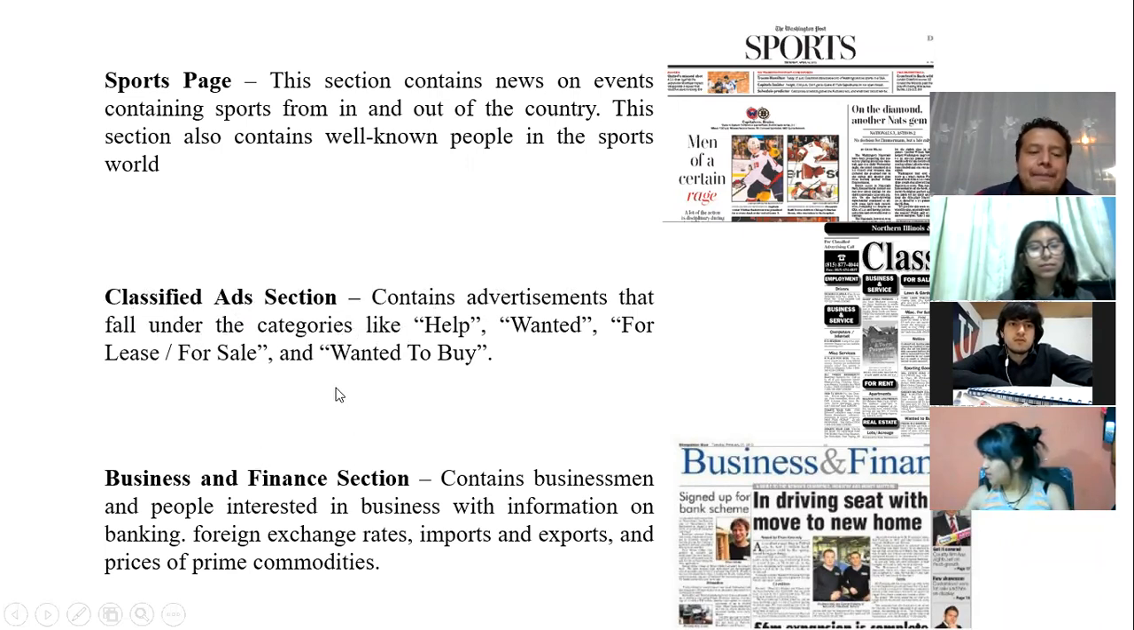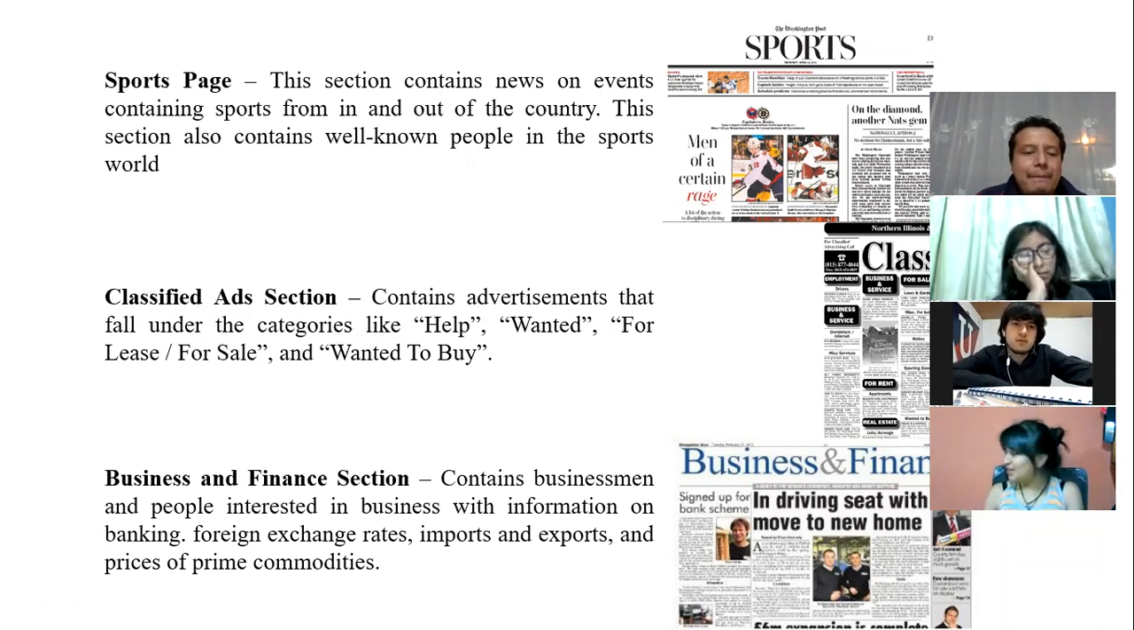And also we have the business and finance section. This contains information for businessmen and people interested in business, with information about banking, right?